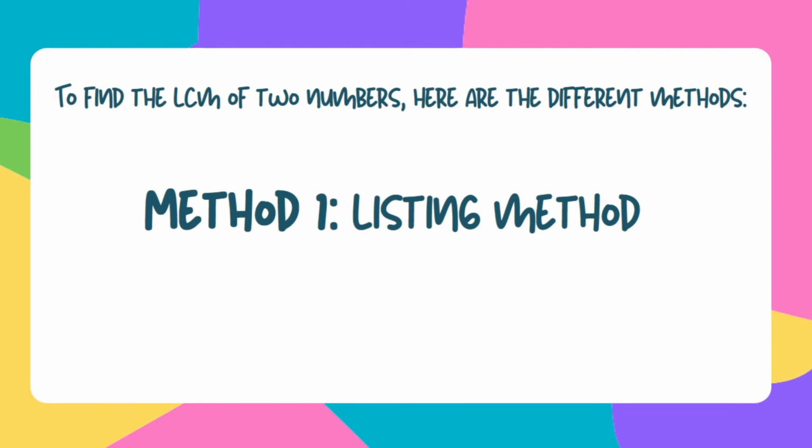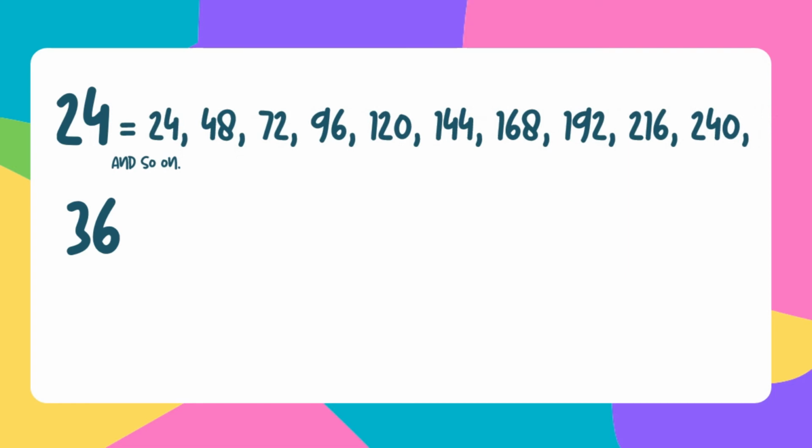Method number 1, listing method. Now, we are going to list down the multiples of 24 and 36. The multiples of 24 are 24, 48, 72, 96, 120, 144, 168, 192, 216, 240, and so on.